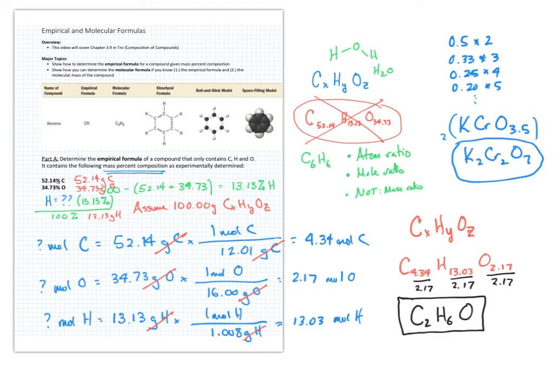Okay, now we want to answer the second question, which is how can you determine the molecular formula if you know the empirical formula, which we just found, and the molecular mass of the compound is given. So let's take a look at that, and we're going to take a look at that on the next page.